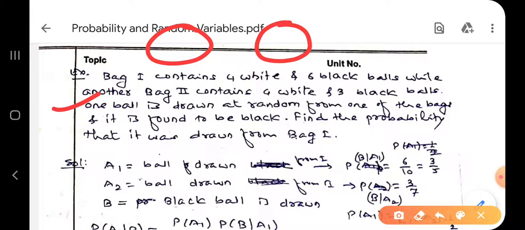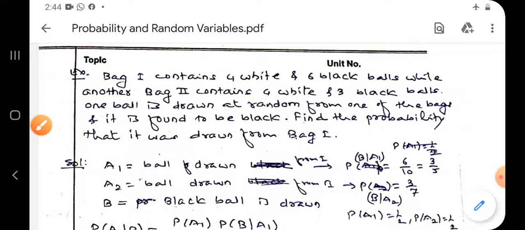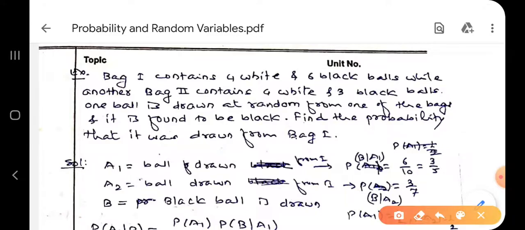From bag 1 only. Same way you can make the question here: find the probability that it was drawn from bag 2. So that is your new problem. Okay, now let us try to solve it. Okay, what I want here, what is my formula here?